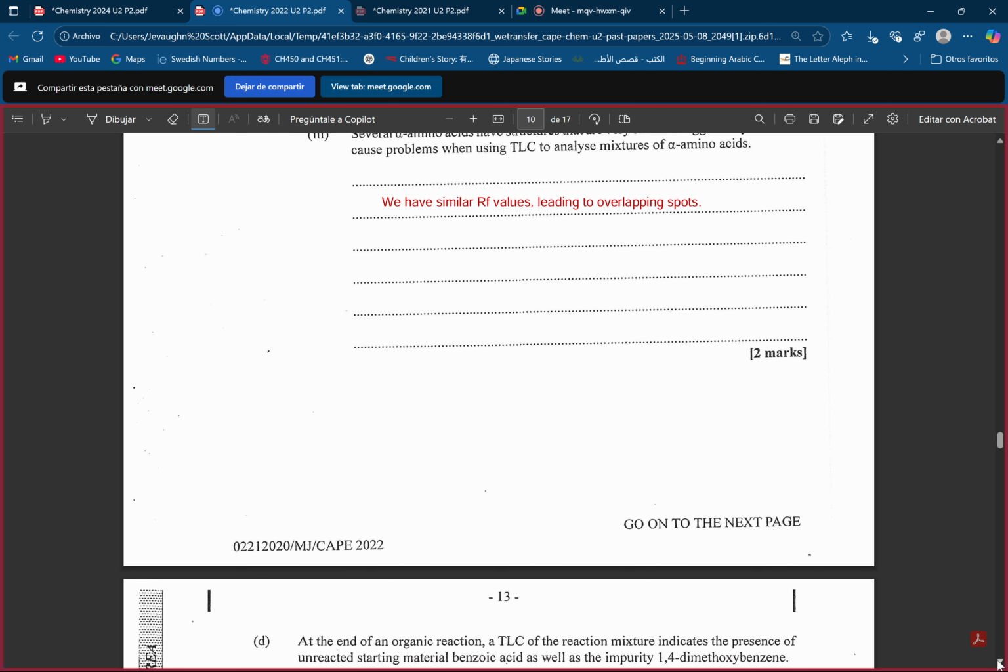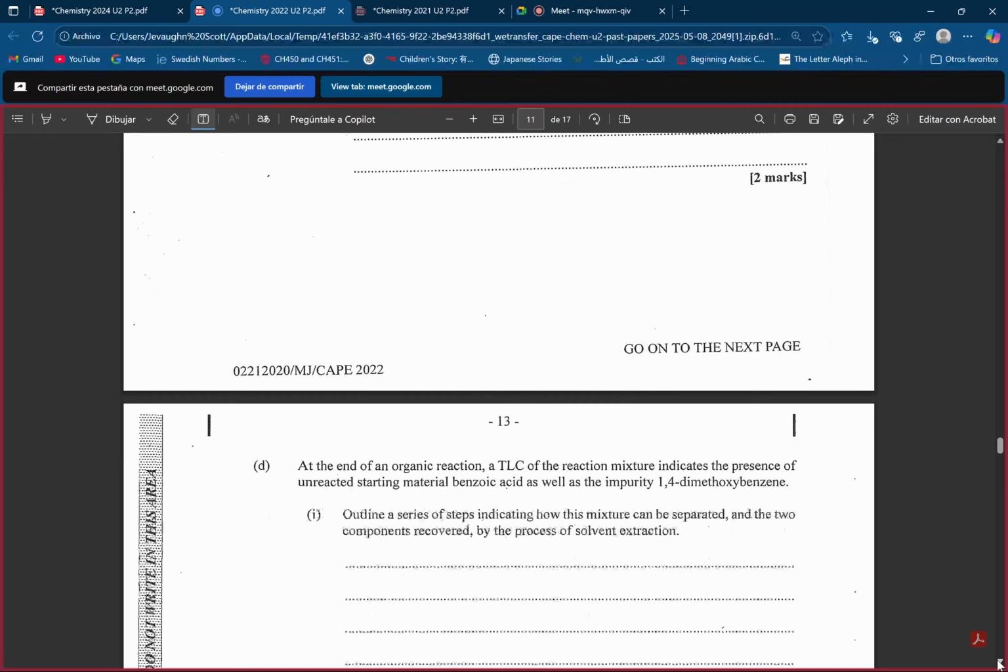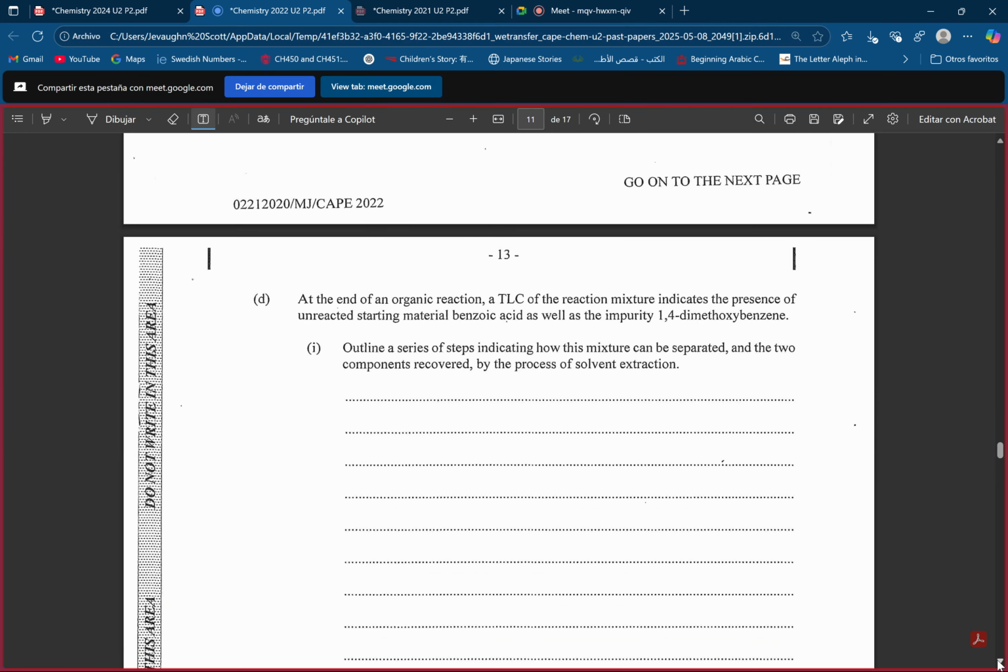Okay. So, what are the steps of solvent extraction? That's what the next question is asking us. We have benzoic acid and we have 1,4-dimethoxybenzene. How do we separate them using solvent extraction? Let's go. What are the responses? The first thing we do, we wash out the beaker, right? I'm joking. But what's the first thing we do?